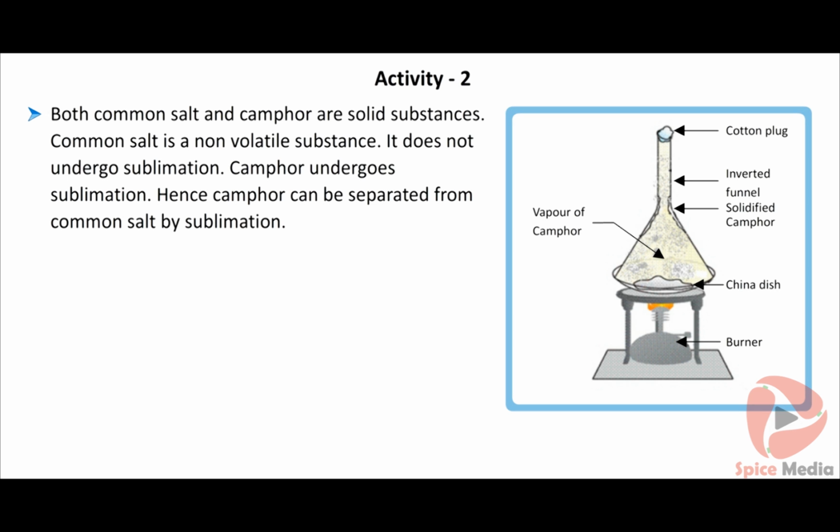Both common salt and camphor are solid substances. Common salt is a non-volatile substance. It does not undergo sublimation. Camphor undergoes sublimation. Hence, camphor can be separated from common salt by sublimation.